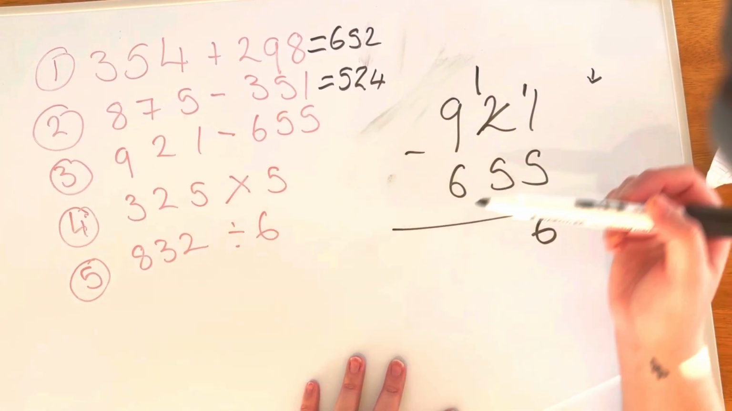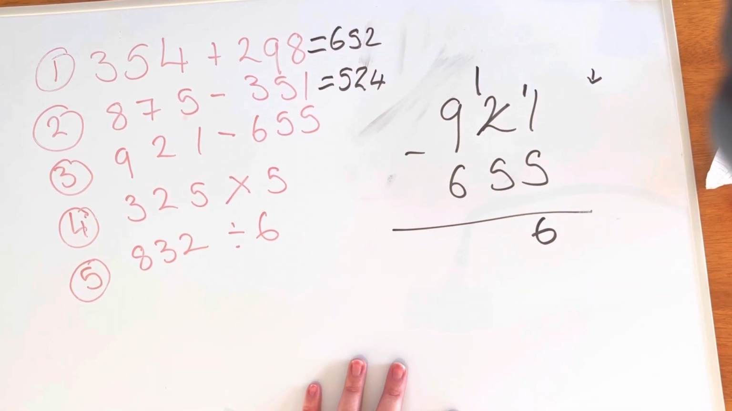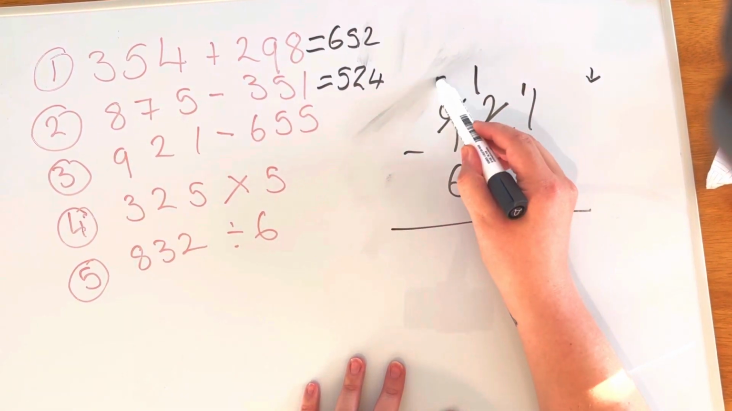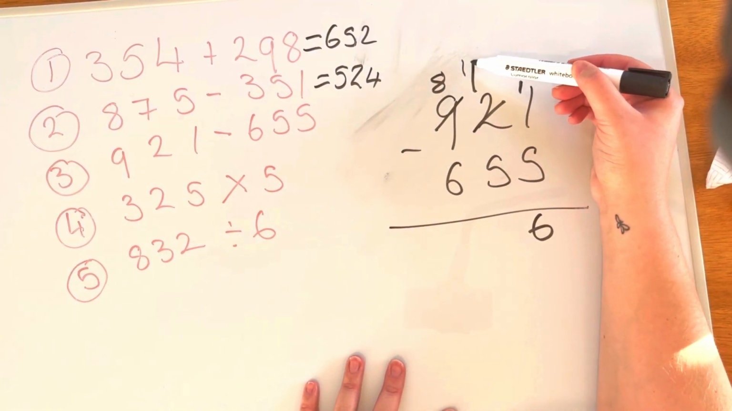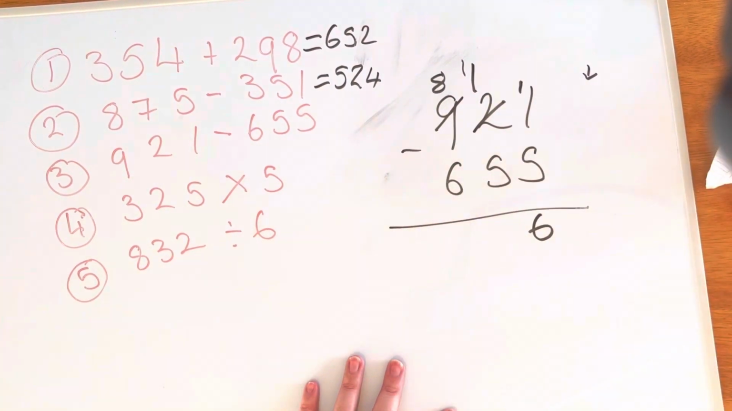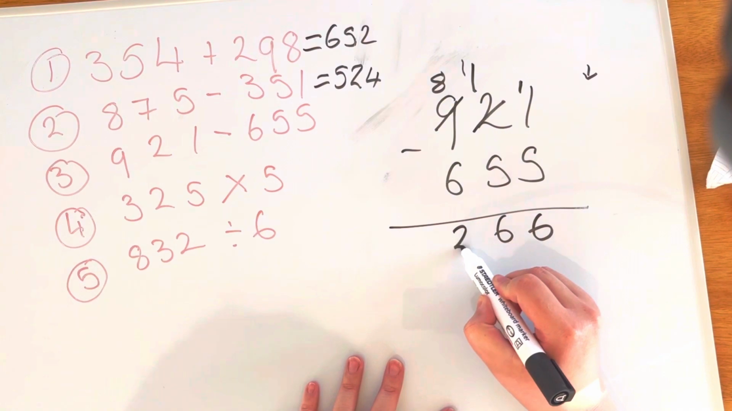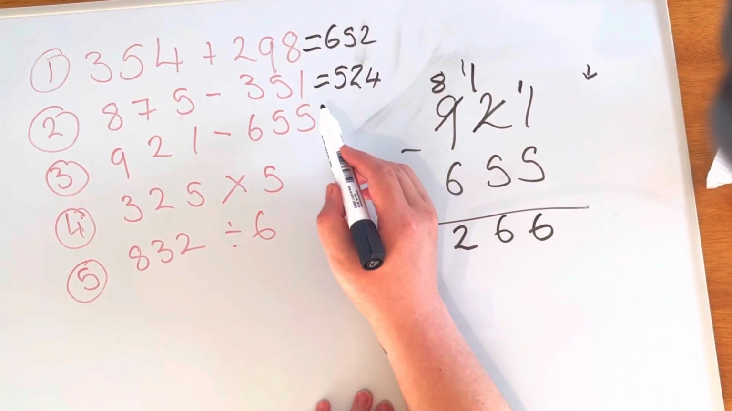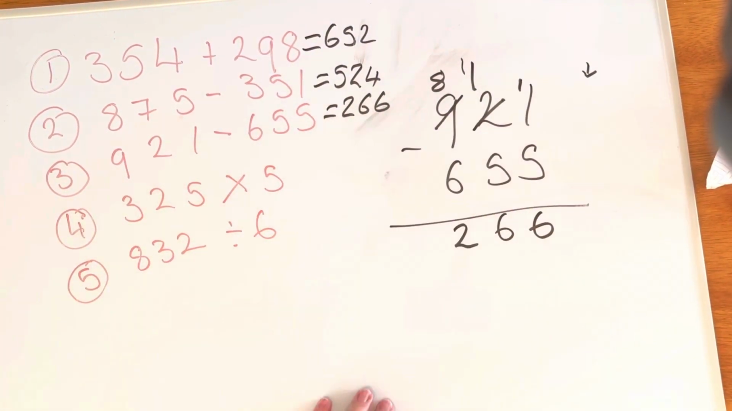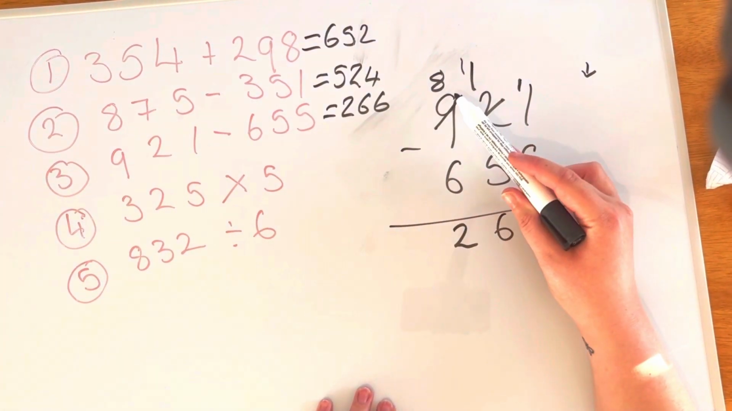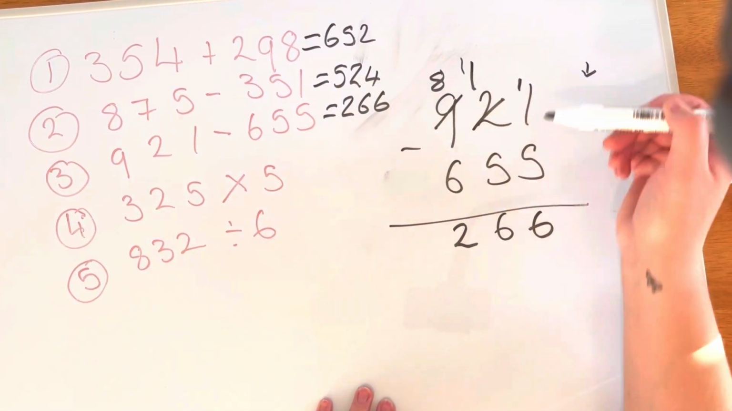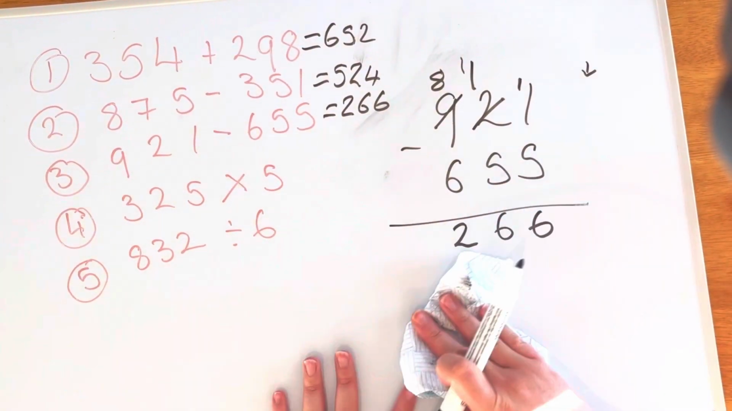Now I have 10 take away 50. If I have 10 cakes and you want to take away 50 from me, can we do that? No. So we borrow from our hundreds. This now becomes 11. 110 take away 50 becomes 60. And then 800 take away 600 is 200. So our answer is 266. Making sure that we're doing it correctly, because we can't do 5 take away 1, that's a different question, okay?